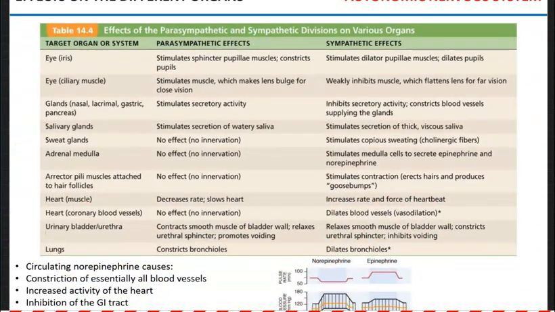So now, here's the thing. I'm going to focus on some things, but not all things. Most things, okay? We're almost done. What we're going to do is run through each organ and compare the effects. Keep in mind, parasympathetic is rest and digest. Sympathetic is fight or flight. So the effects must make sense.